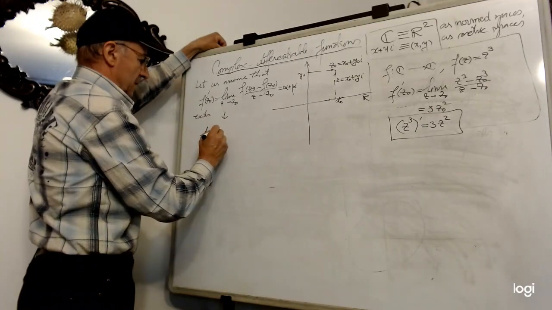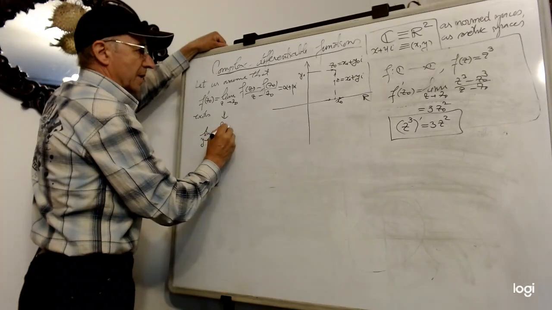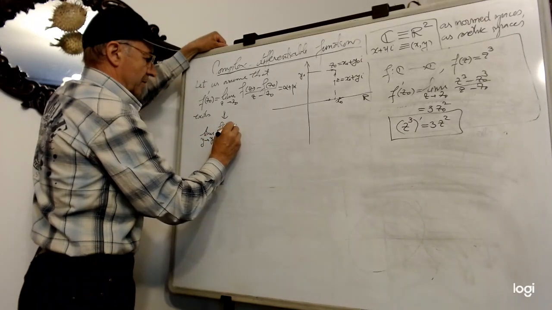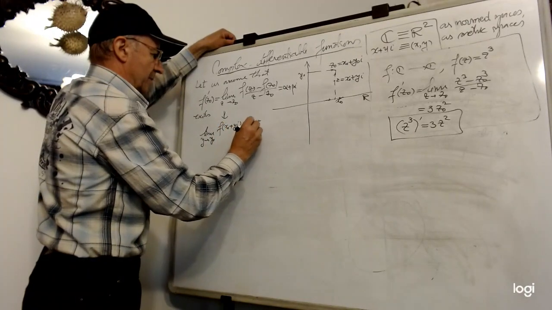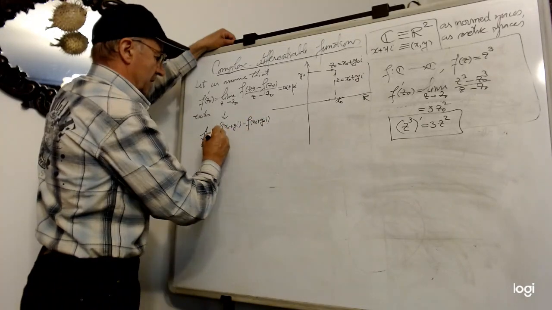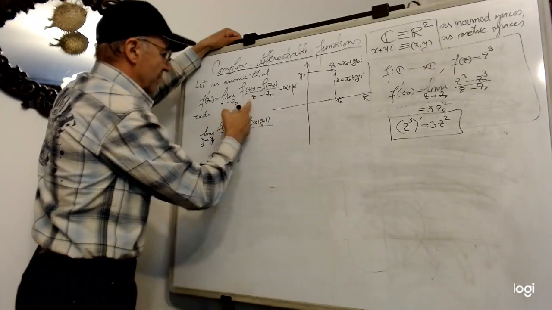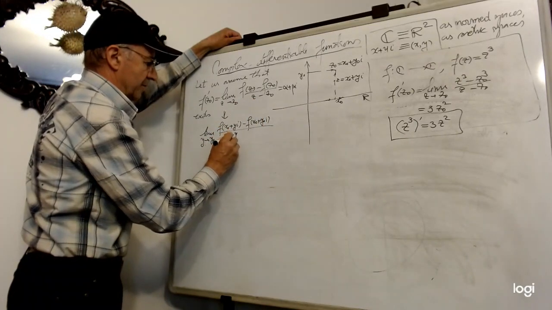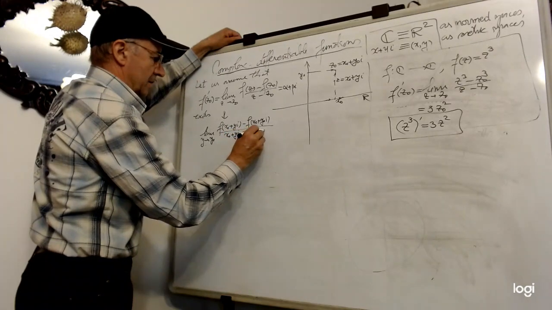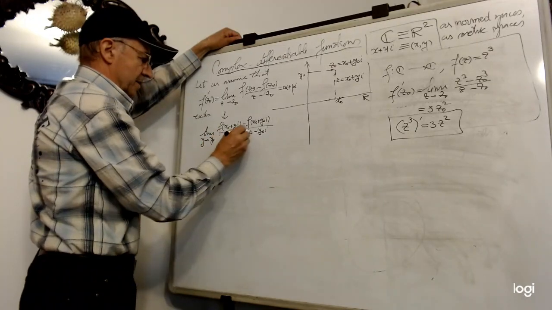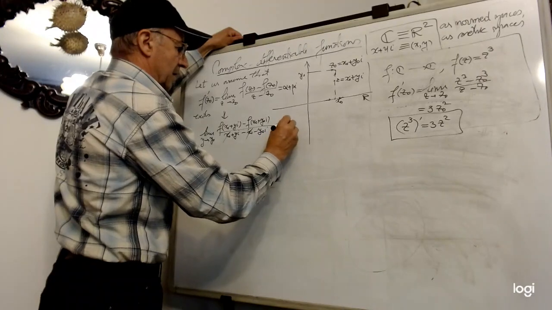f of z, here z is x0 plus y I, minus f of x0 plus y0 I, over, in this case, x0 plus y I minus x0 minus y0 I, and this must be alpha plus beta I.